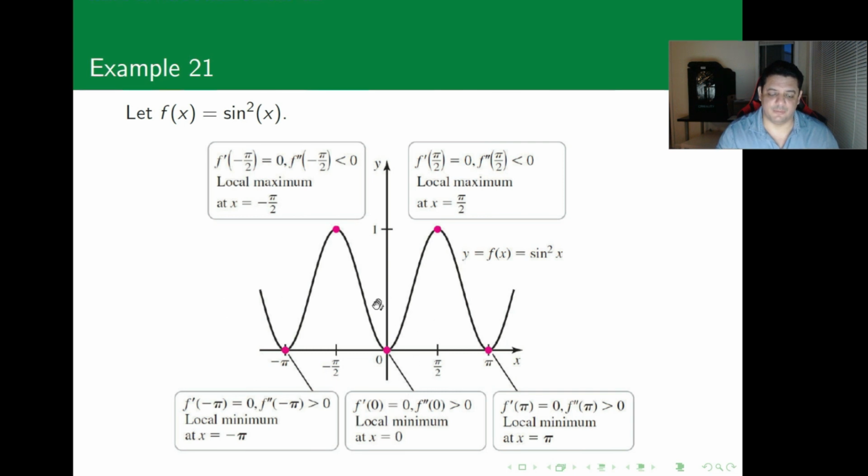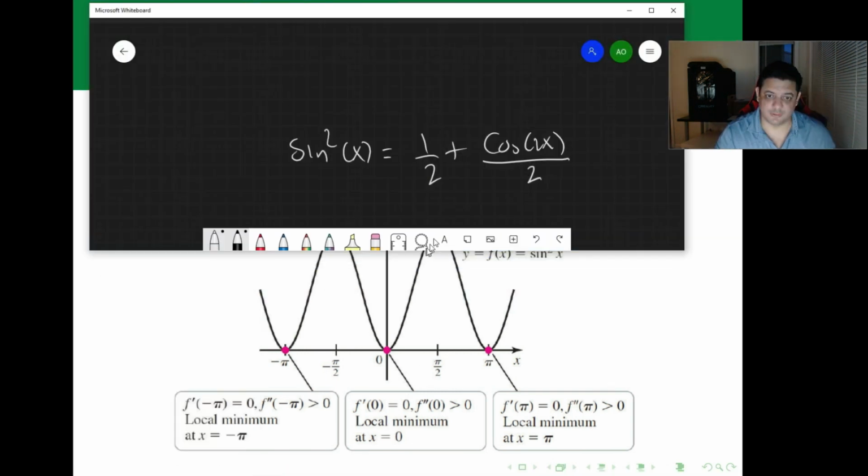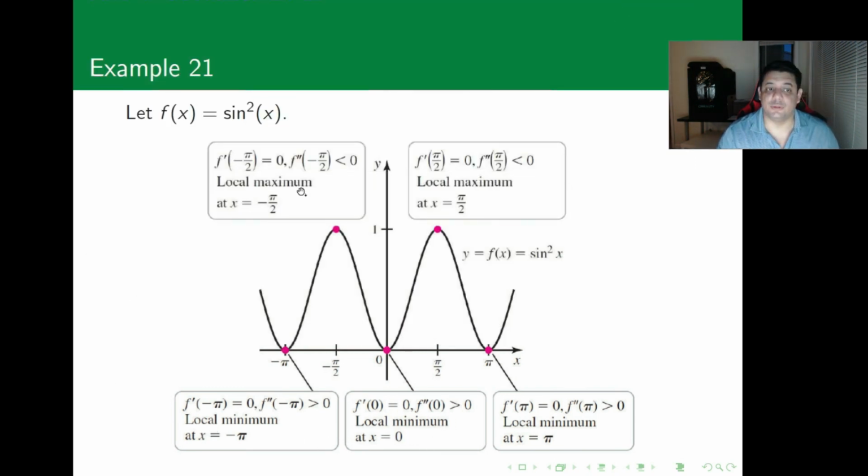We're flipping, sorry, this has a minus over here. It's not a plus. It's a minus. Okay, that's just trigonometric identities.